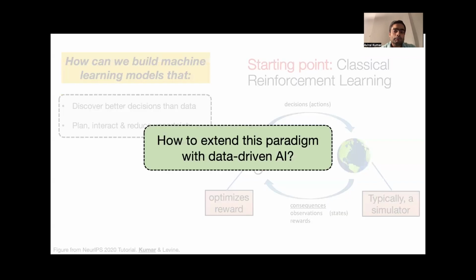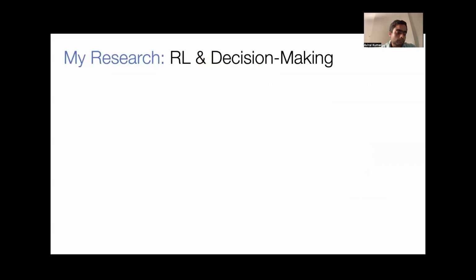Now, the problem is this classical paradigm typically relies on trial and error data collection to be able to learn a good policy. So my research starts from this question of understanding how can we reconcile this paradigm? How can we extend this paradigm to build next generation algorithms that are compatible with the current wave of data-driven AI, of machine learning models that are trained on large and diverse data sets?